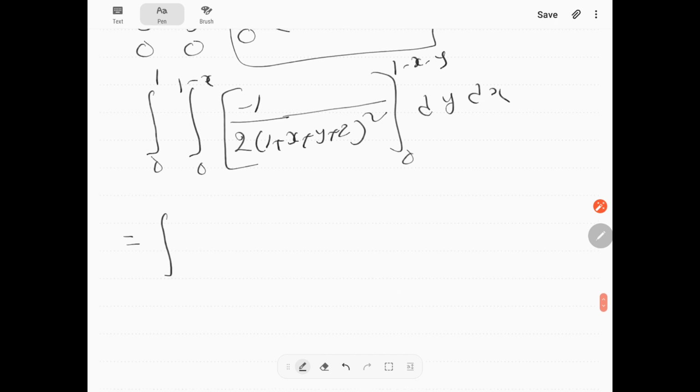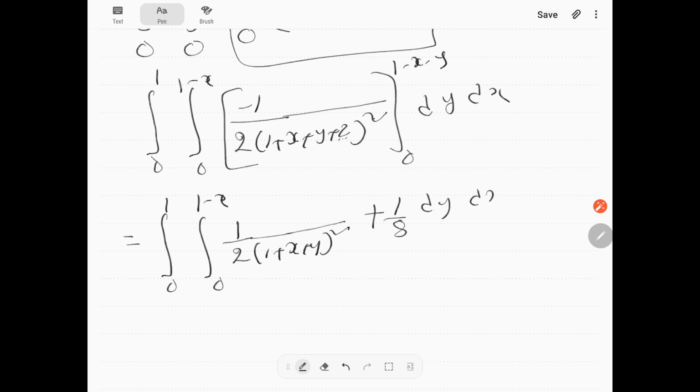This is integral 0 to 1, integral 0 to 1 minus x. If I substitute the lower limit 0 in place of z, I'll get 1 by 2 times (1 plus x plus y) whole square. And if I substitute the upper limit, in place of z, 1 minus x minus y, minus x plus x and y minus y will cancel, and I'll get 1 plus 1, 2. 2 square is 4, 4 times 2 is 8. So minus of minus will be plus 1 by 8 dy dx. This is what I'll get.